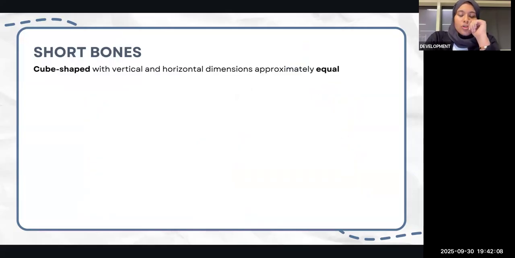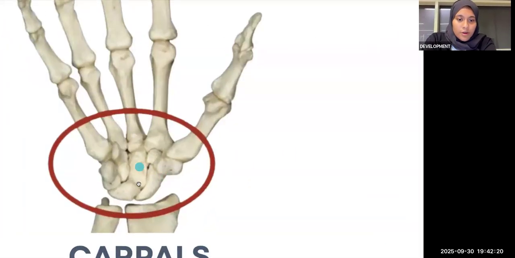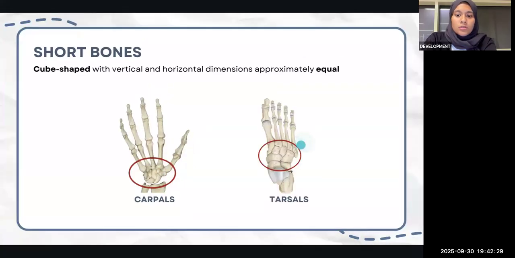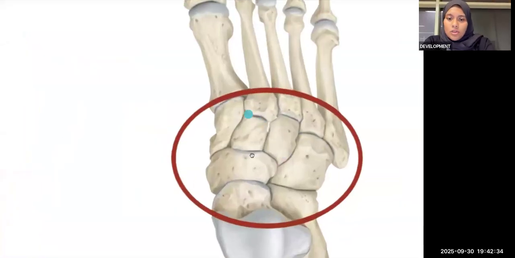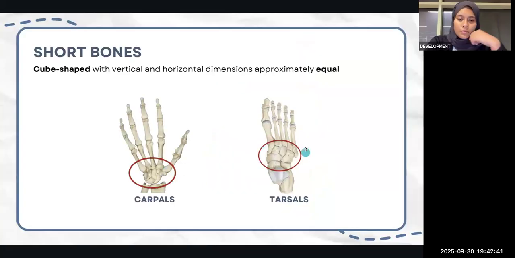Okay. Short bones are basically cube-shaped with equal dimensions on all sides. What do I mean? I mean like your carpals. Your carpals are very short, honestly. They're cube-shaped, and they're kind of equal in their vertical and horizontal dimensions. And you also have your tarsals. This is more clear as cube-shaped, and it's kind of equal horizontally and vertically. So your carpals and your tarsals.